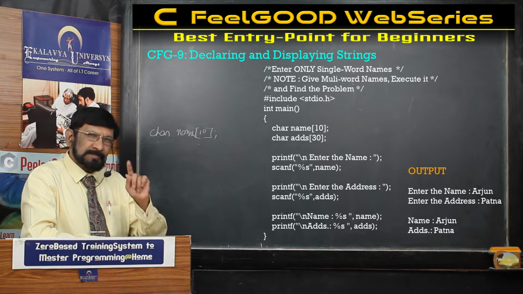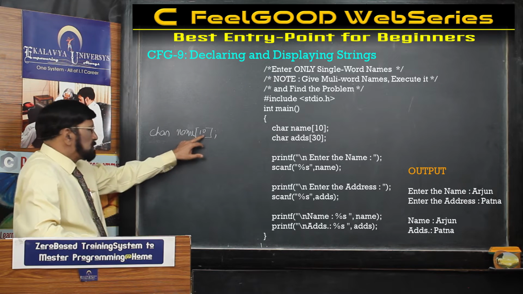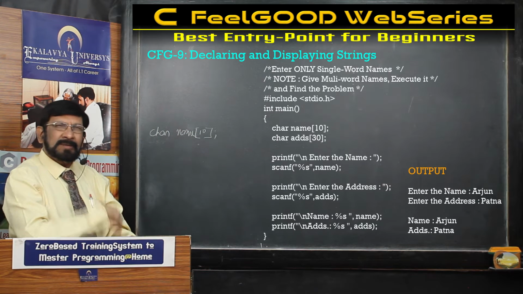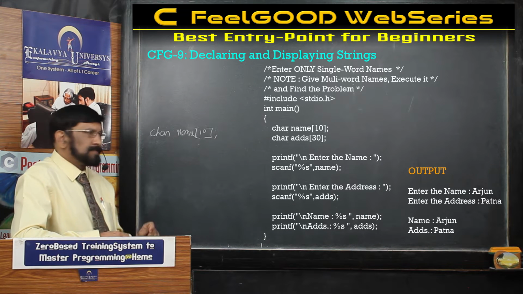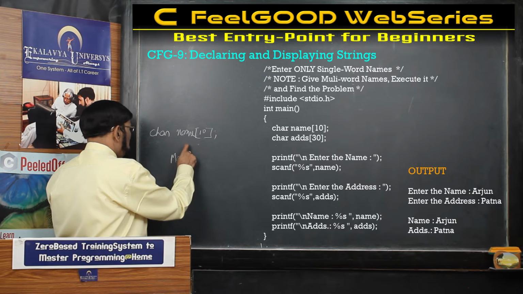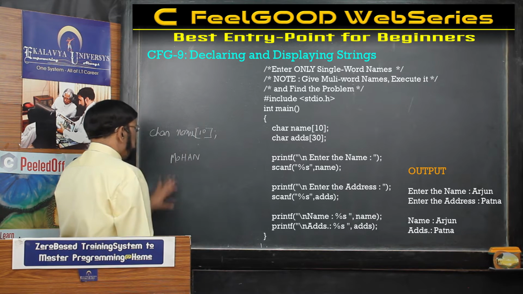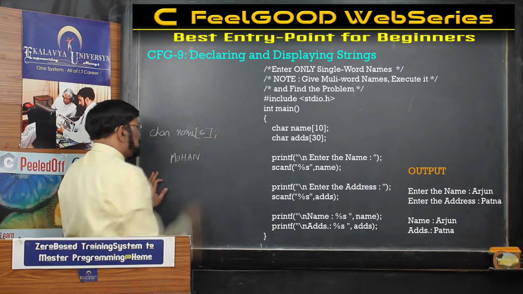That is the limitation. If you want to store 9 characters, you must make it 10. 10 or above is also fine, 11, 12, 13, 20 can be declared. But you should not make it 9. Suppose we take the name Mohan. Then what size are you supposed to give? You must give 6 or more.